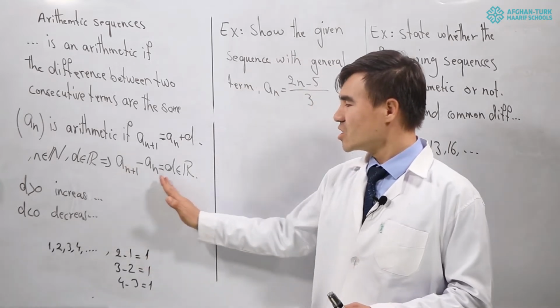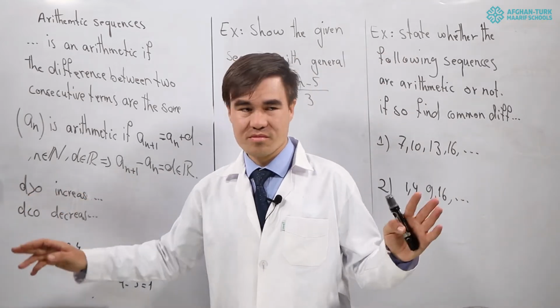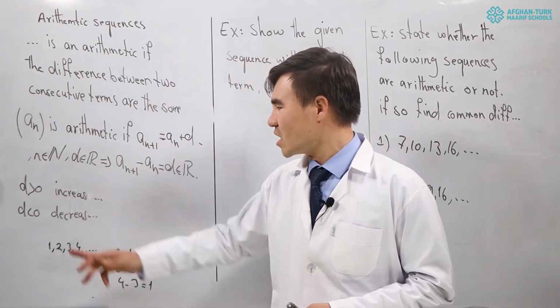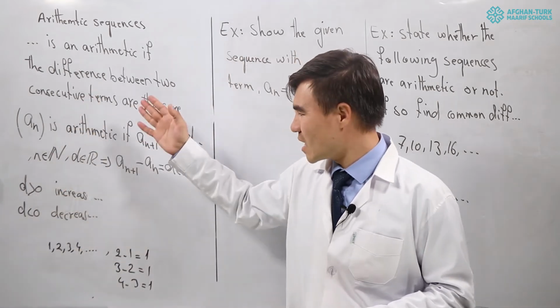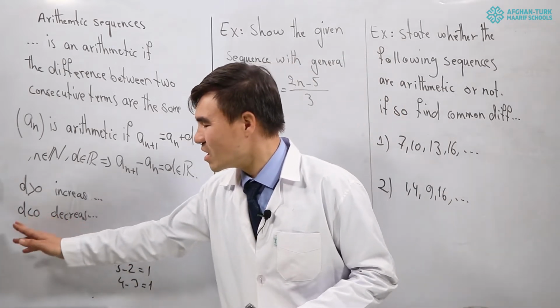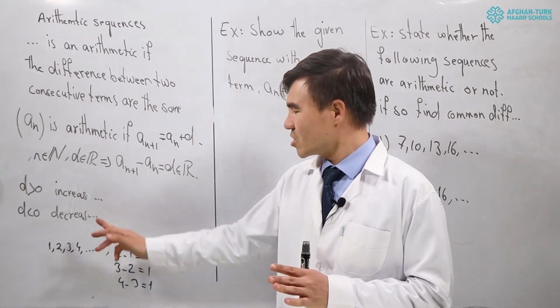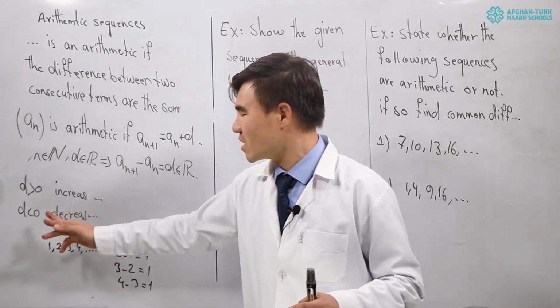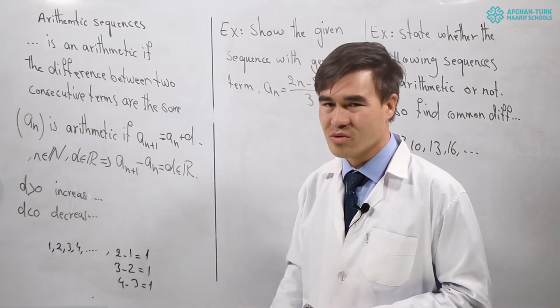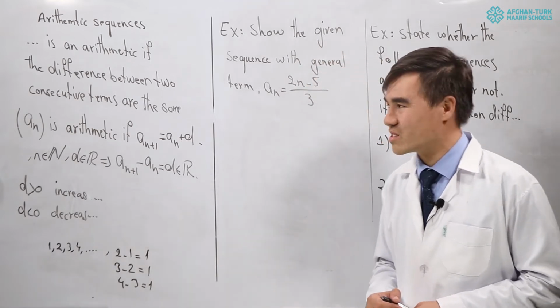In this condition, when d is bigger than 0, and it must be a positive real number, that sequence is an increasing sequence. At the same time, if d is less than 0, what does it mean? d is a negative number, and at that time the sequence is called a decreasing arithmetic sequence.